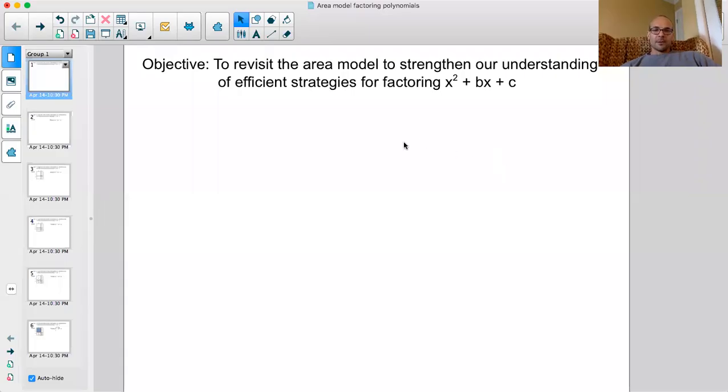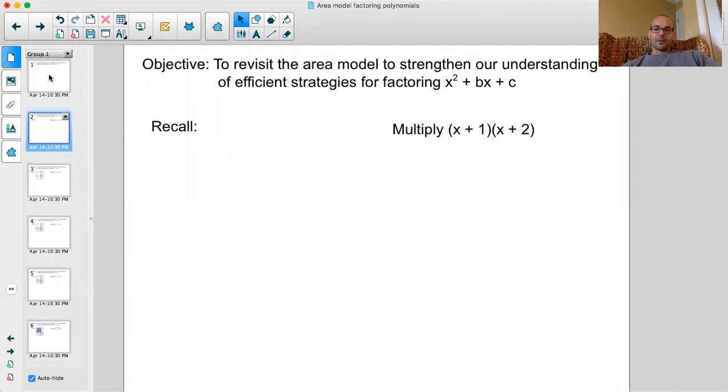This video is going to give us a chance to take an extra day to look at the more efficient factoring of trinomials, and it's going to try to help out anyone who needs something a little more concrete to go on to help them remember the strategy. So again, there's the objective, and let's see what we have.